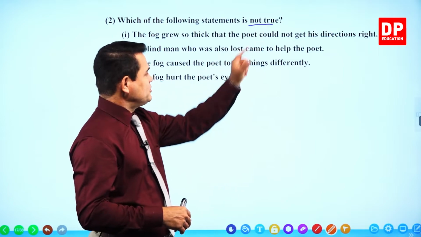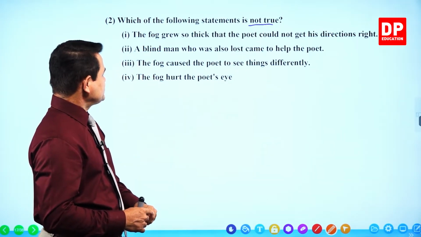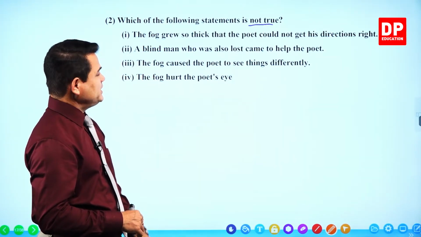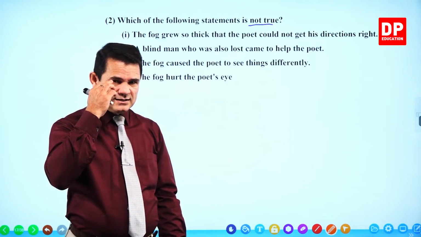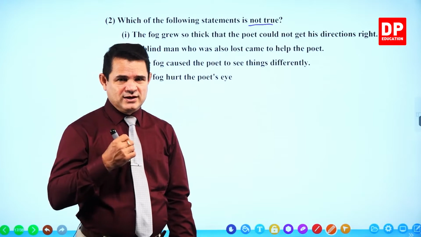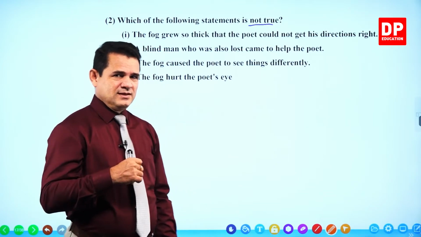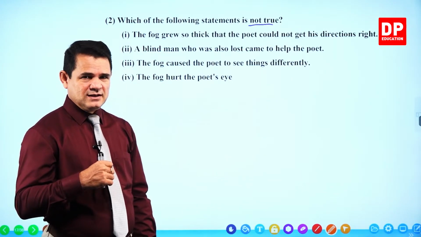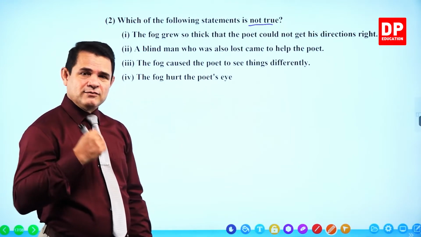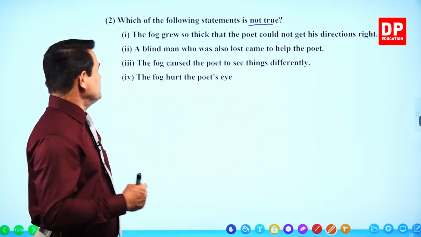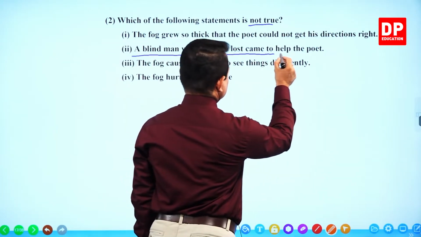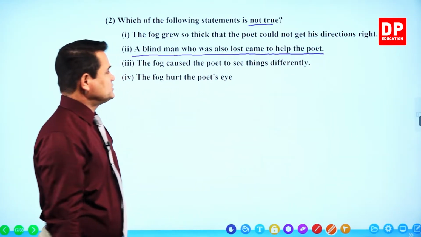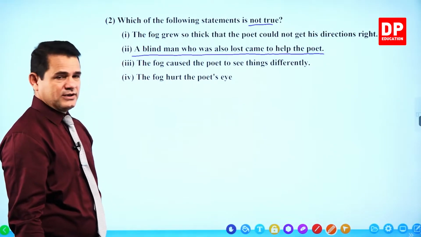We are asked what is not true. Next one, the fog hurt the poet's eye. Hurt means it pained the poet's eyes. Yes, he could not see well, and that happened. Then what is actually not true? What is not true is this: a blind man who was also lost came to help the poet.